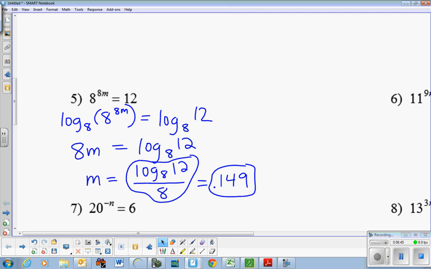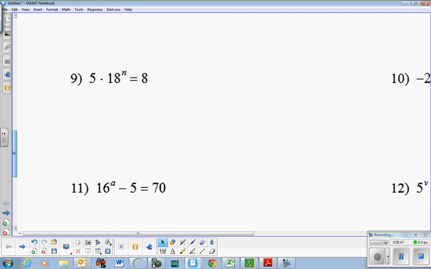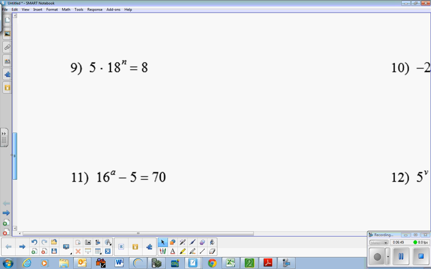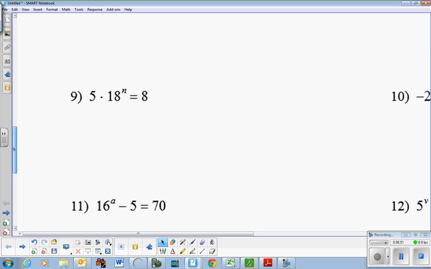All right, so exact answer, rounded off answer. Okay, so starting here, let's start with 9. Very common mistake when you start learning about logarithmic equations is to try to undo the 18 to the n before you isolate it. You need to isolate the exponential. This needs to be by itself before we log both sides. Okay, so I need to divide first by 5.